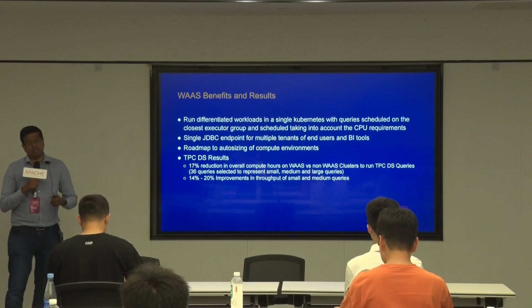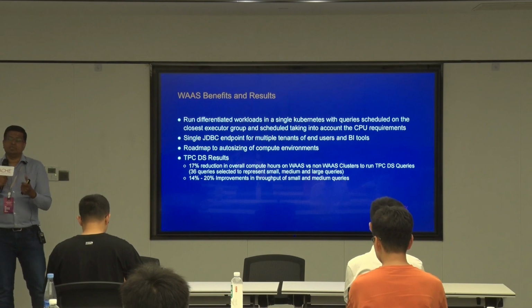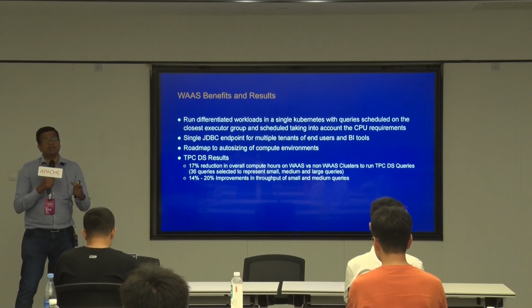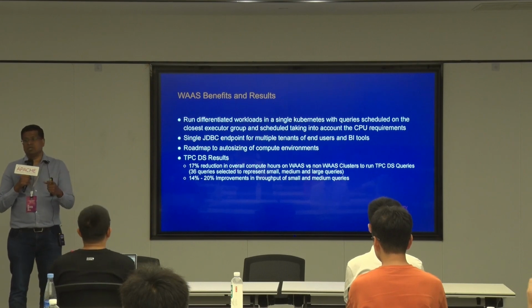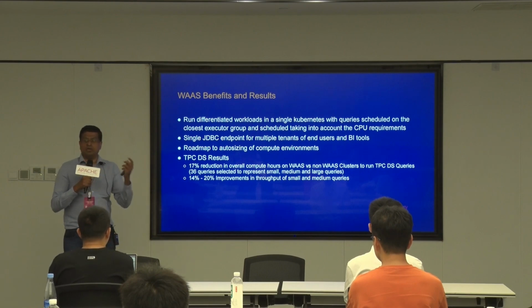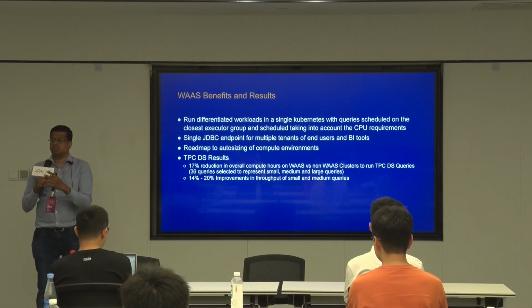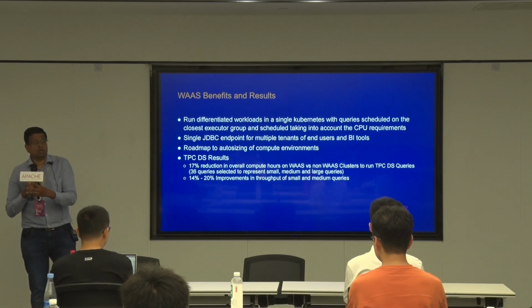Eventually we'll also have the ability to auto size the executor groups, which means that we would be able to determine whether the small executor group needs to be 4 nodes, 6 nodes, 8 nodes, and the large needs to be 20 nodes, 40 nodes, 60 nodes. So according to your workload, your executor groups can eventually get automatically sized.